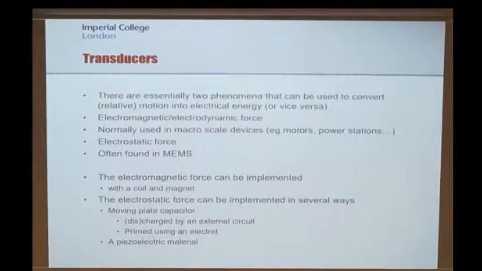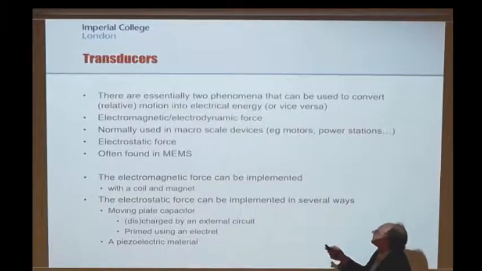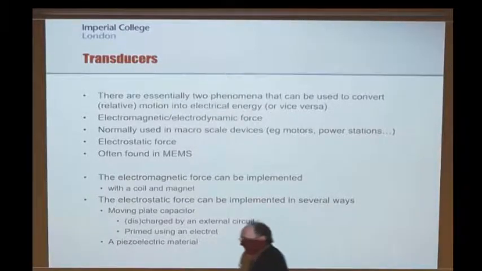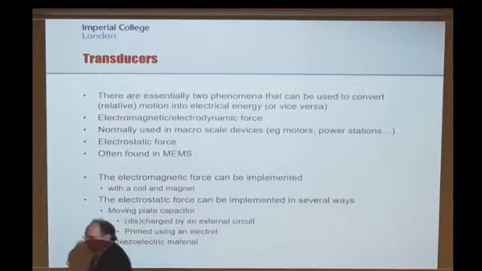Electromagnetic, or some people call it electrodynamic force, is really the standard way of generating electrical power. You move a coil in a magnetic field and you put a current into that coil, and you get a relative force between the magnetic field and the current-carrying wire. So that's just a standard electric motor, either used as a motor or used as a generator.